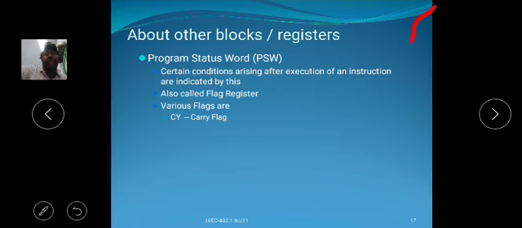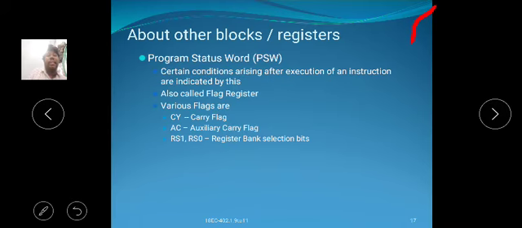The carry flag is represented as CY, that is the carry, and AC, the auxiliary carry flag, and RS1, RS0, the register bank selection bits. That means, for example, we have four banks, that is bank 0, bank 1, bank 2, and bank 3. If you want to select the register banks, then in the program status word we have two bits, that is RS1 and RS0. Based on RS1 and RS0, we select the register banks.